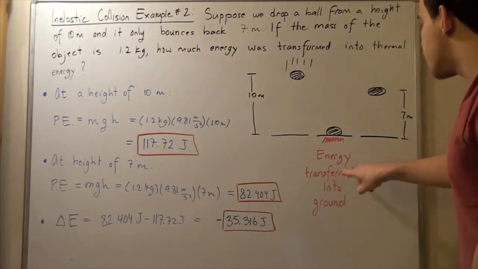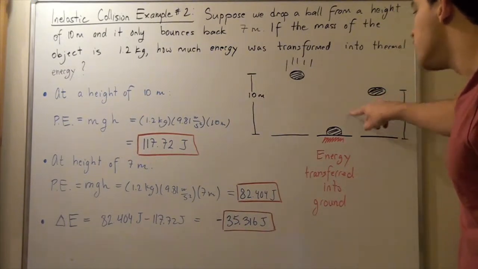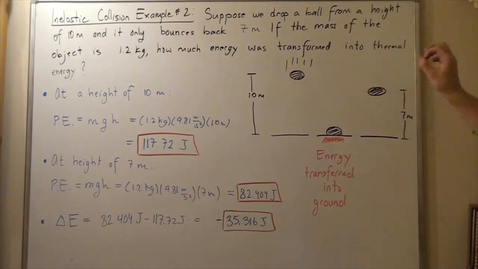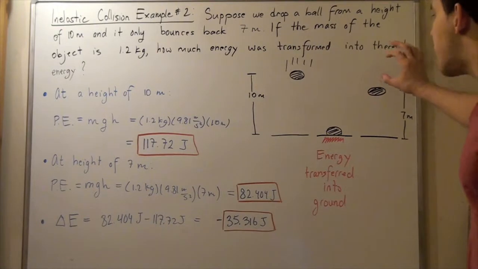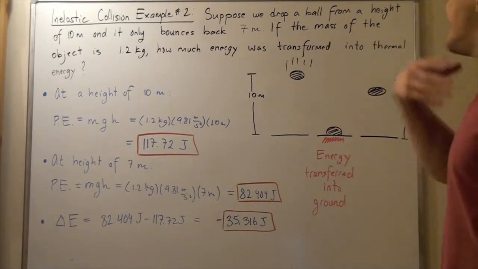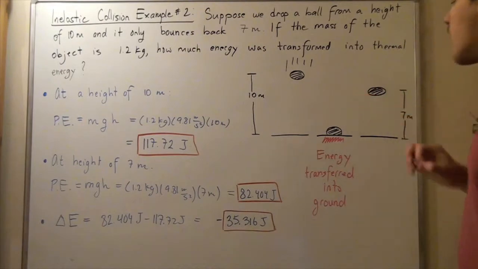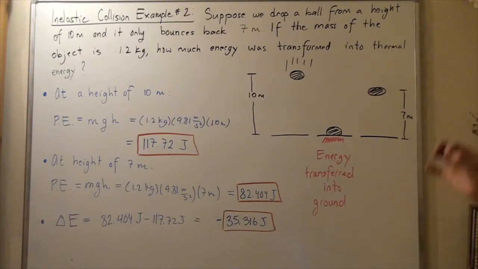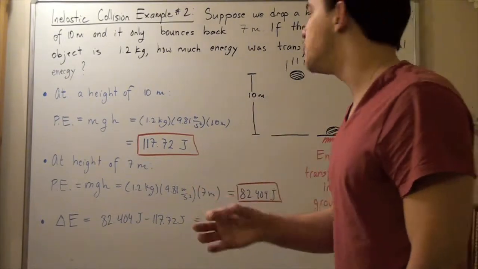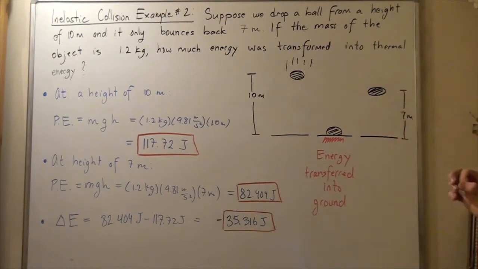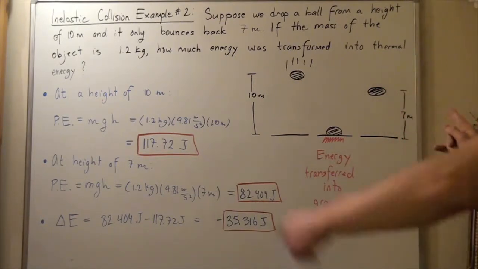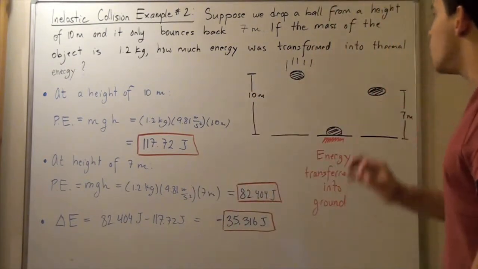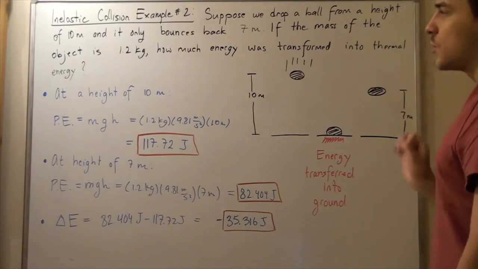So energy is transferred into the ground as well as into the ball, and then our ball bounces back, but only bounces a height of 7 meters because some of that energy was now wasted or went into the ground as well as into our object. We want to find what that amount of energy was. The way we do it is we simply find the amount of energy at the initial condition, then we find the amount of energy at the final condition, we take the difference, and that will give us the amount of energy that was transformed into thermal energy.